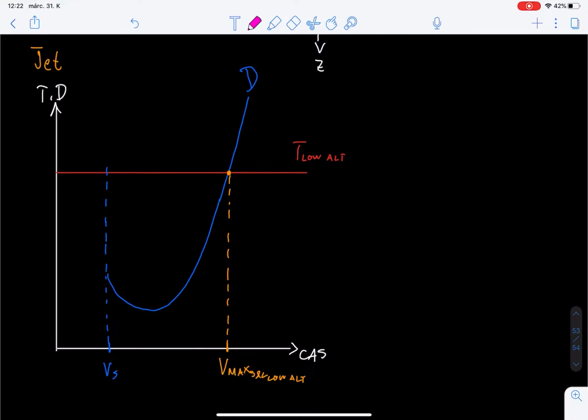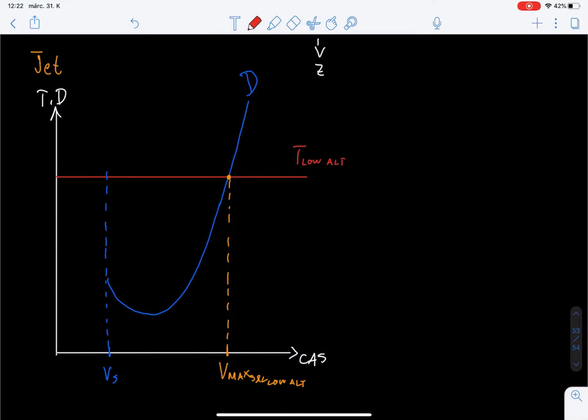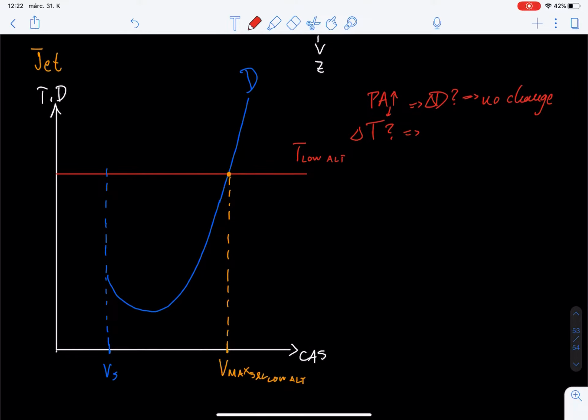Okay, so what happens when pressure altitude increases? And now we're talking about calibrated airspeed curves. So does the drag curve change? No, right? Because in calibrated airspeed, the drag curve remains exactly the same. So no change. Does the thrust curve change? Yes, it does, right? Because if you remember, with the increasing pressure altitude, what we had is a decreasing density. So therefore, the thrust generated by the engine is going to reduce, right?